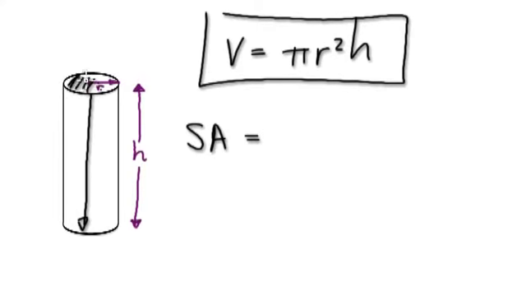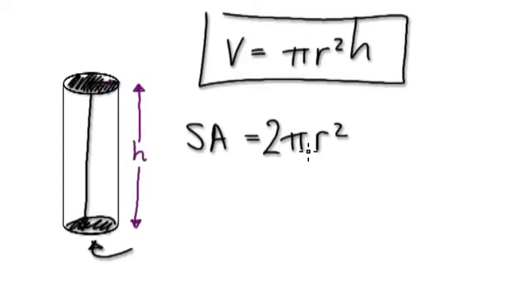Well, if you want to know the surface area, you need to know the area of this circle here, which is pi r squared. And then don't forget you've got another circle at the bottom here. So you've got one circle up here and another one down here. So that would make it two. You've got two circles in effect.